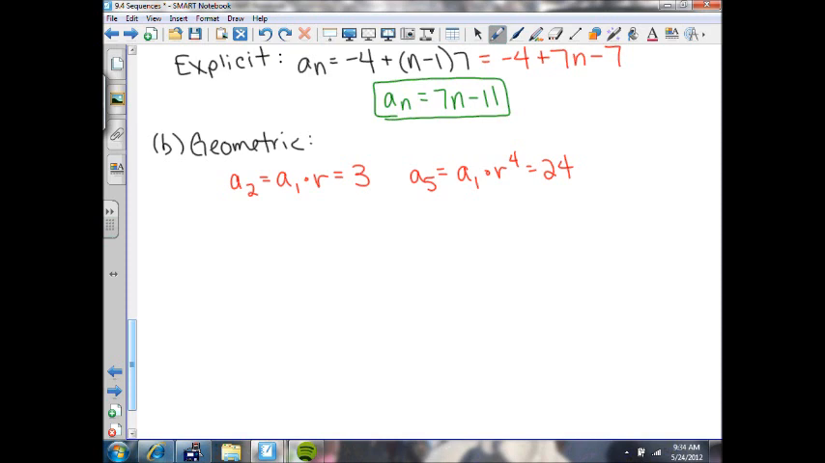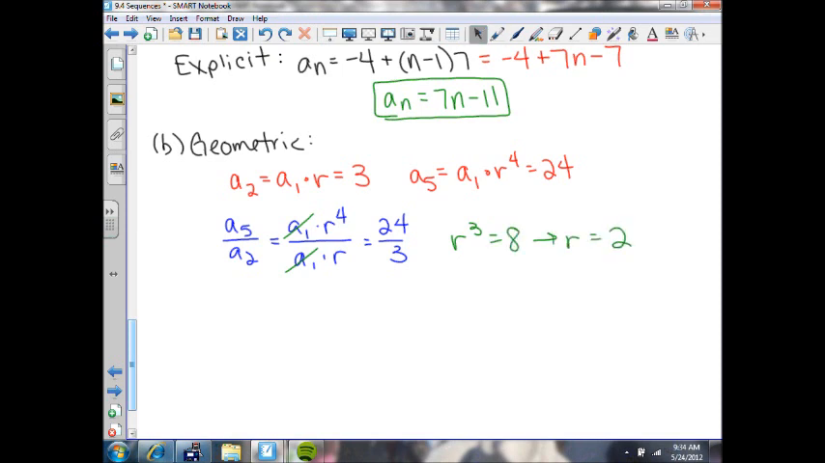Now what we're going to do, unlike the arithmetic where we subtract, we're going to divide. Judging by our math skills so far, you should know that the a's are canceled out. We'll be left with r to the third is equal to 8, which means my common ratio r is 2. Now to find our first term, we're going to plug it right back in here. So that means a sub 1 will equal 3 halves.